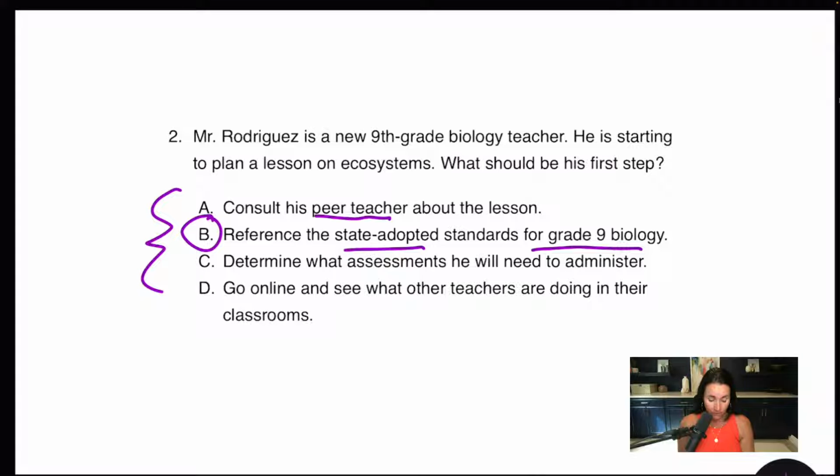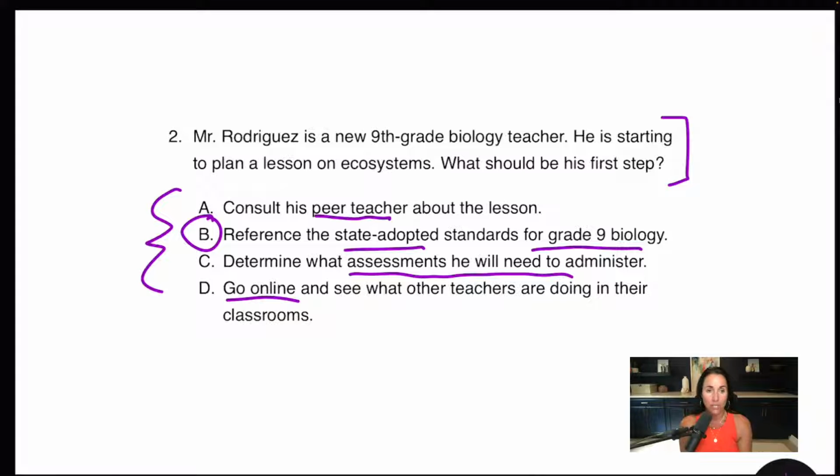Let's keep going. C, determine what assessments he will need to administer. Okay, I like that too. Assessment is a good word on this exam. D, go online and see what other teachers are doing in their classrooms. Now, do we go on Instagram and TikTok and see what other teachers are doing? Yes, I do too. I love Teacher Talk. I'm on there all the time watching teachers. They have so many amazing ideas. But remember, we're talking about the principles of learning and teaching, and it's a much more structured test regarding state standards, state expectations. So I'm not going to circle D. Right now, B is looking like it's my best answer.